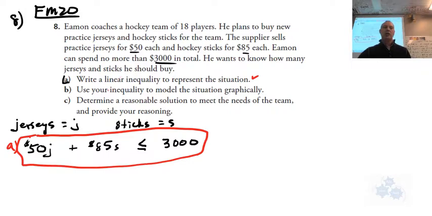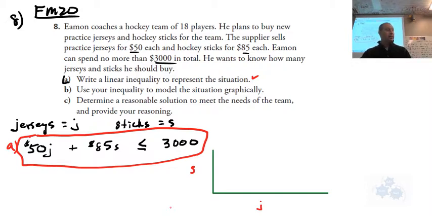All right. Use your inequality to model the situation graphically. All right. So let's draw a graph. We can totally do that. Now we're not gonna buy a negative amount of jerseys or sticks, right? So we can kind of just do a graph that's got positive x and positive y. And let's say that jerseys are down here and sticks are up here, okay?